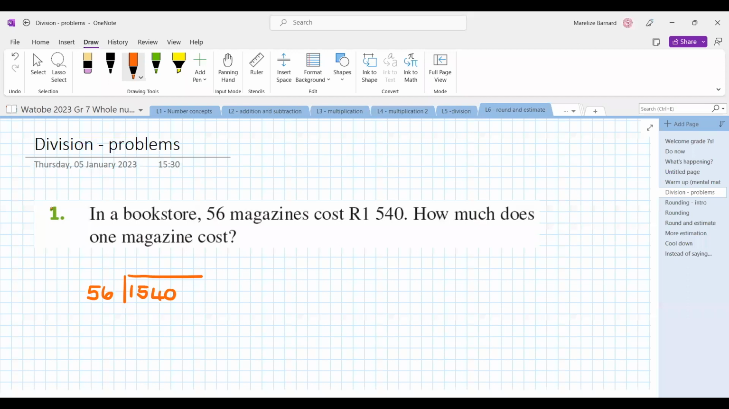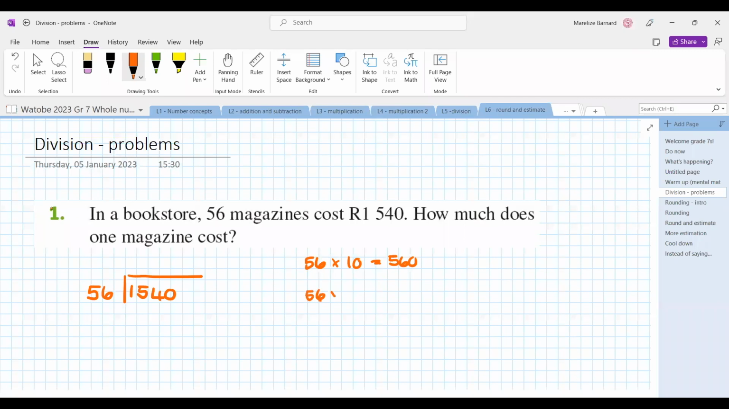In the meantime, we can also maybe write some clues for ourselves. And we can say 56 times 10, that's going to give me 560. So 10 groups of 56 is 560, but I'm not quite there yet. I need to get to 1,540.